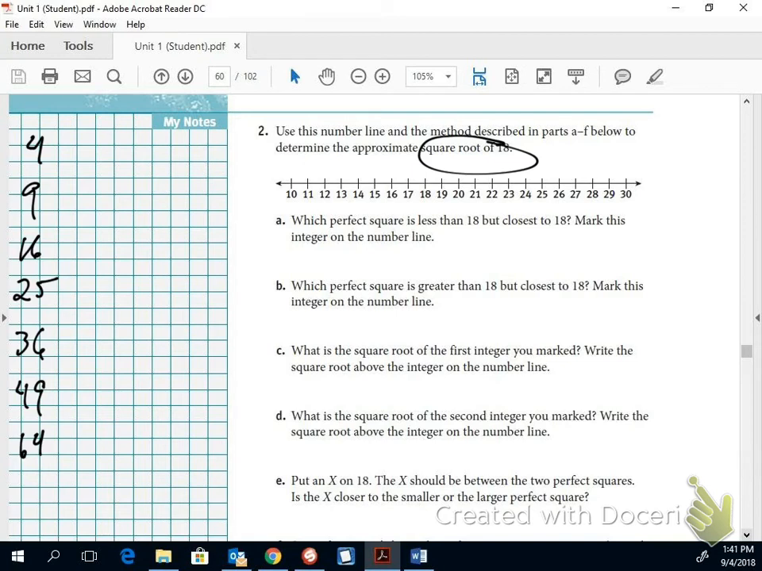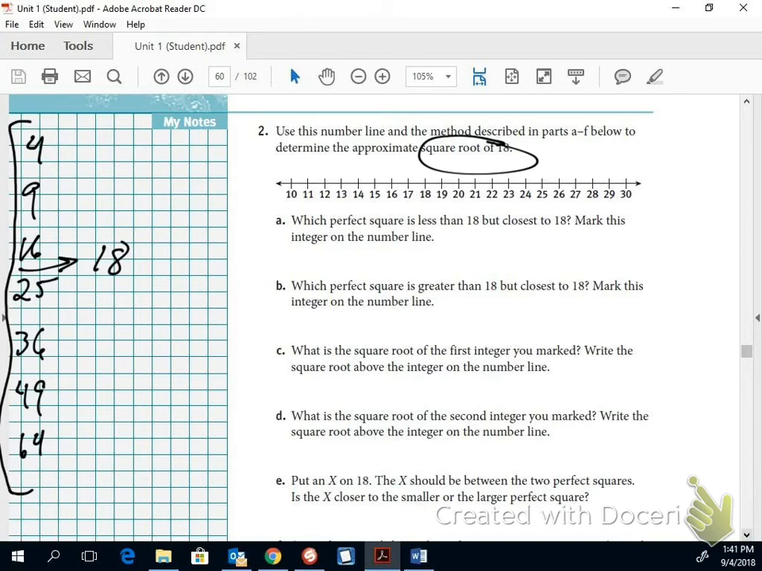So, talk about square root of 18. So, just looking at the actual number, 18. On this number line right here that I drew, it's not really a number line, but it's close. Where would you put 18? Between 16 and 25. Okay, so somewhere between these two is 18.